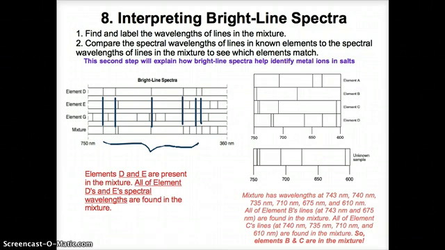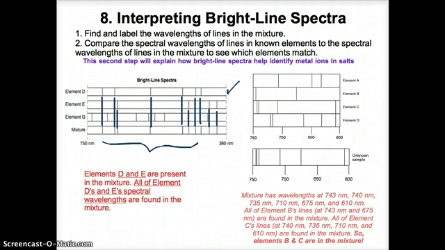All right, now apply the same principle to element E. All 4 of element E's lines must match lines in the mixture, and if you draw lines down from element E for all 4 lines, they all align with lines in the mixture spectrum, meaning spectral wavelengths of all four lines in element E are found in the mixture, and hence element E is also part of this mixture. All right?